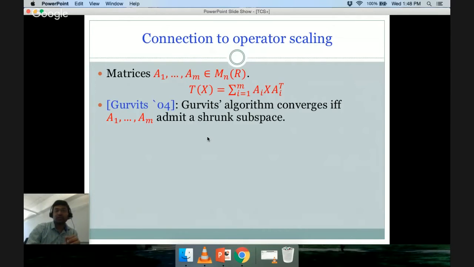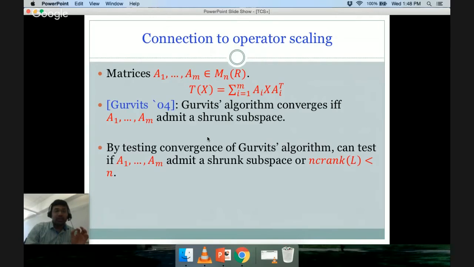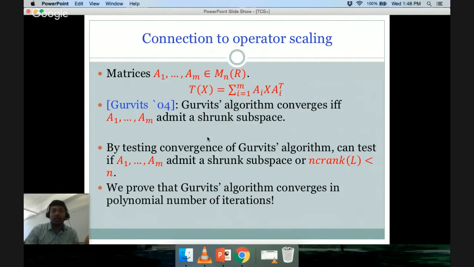I apologize for the error. By testing convergence of Gurvits' algorithm, we can test whether A1 to AM admit a shrunk subspace or not. So Gurvits' algorithm converges if and only if the non-commutative rank is full, or A1 to AM admit no shrunk subspace. And we prove that the algorithm converges in a polynomial number of iterations. So this is the connection to operator scaling: it gives you a way to test whether the non-commutative rank is full or not. Any questions?